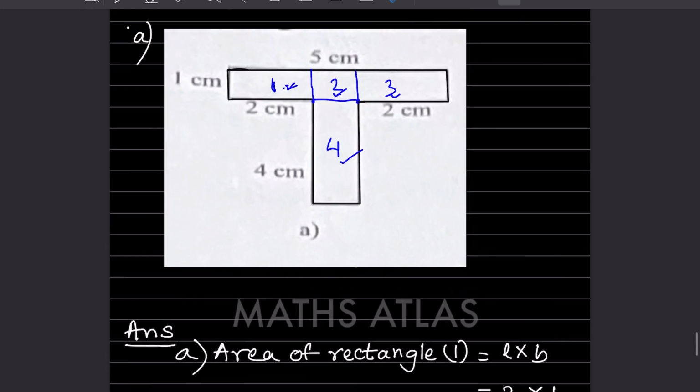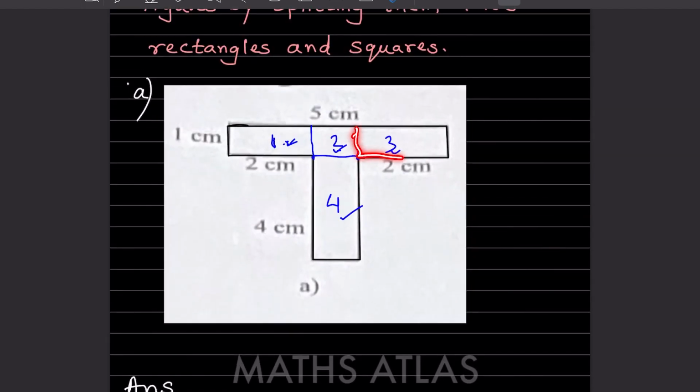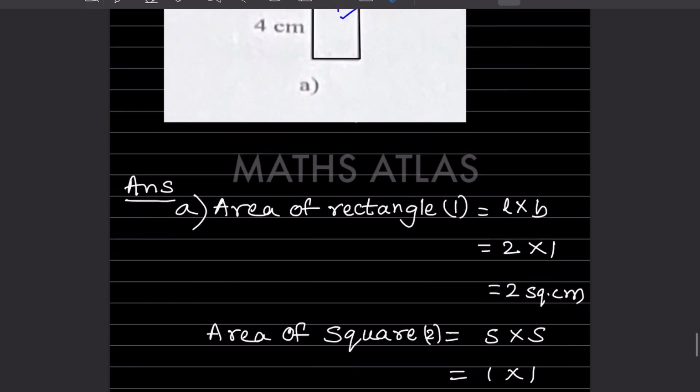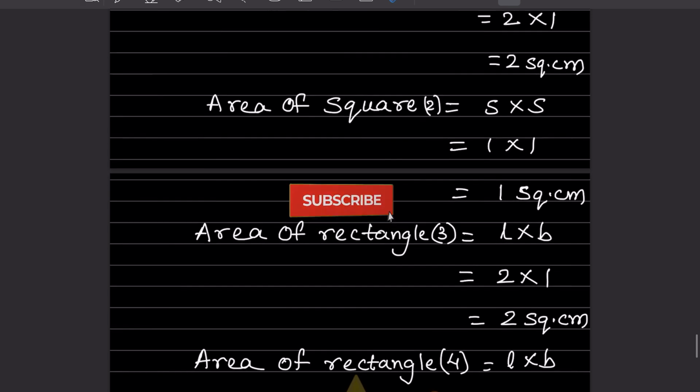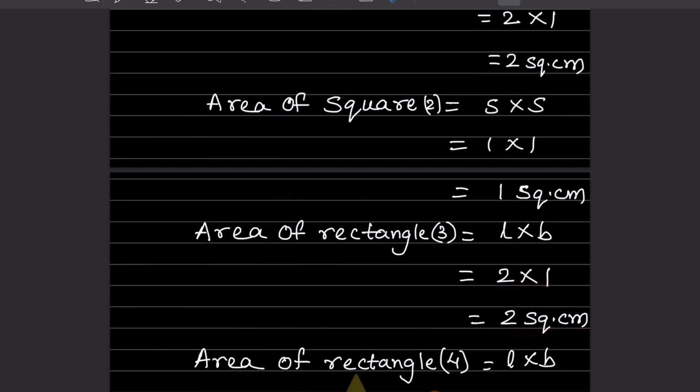Now what will we do for the third one? We'll take this one here. This is a rectangle. So this is 2, and this is 1, because this is 1. So yeah, this also should be 1. So what am I going to write here? Area of rectangle 3, that is length into breadth, 2 into 1. That is again 2 square centimeter.